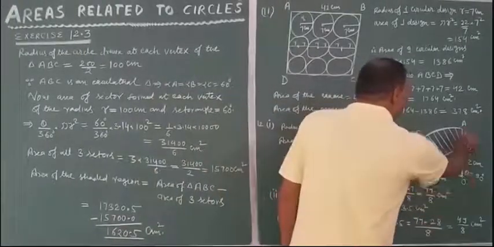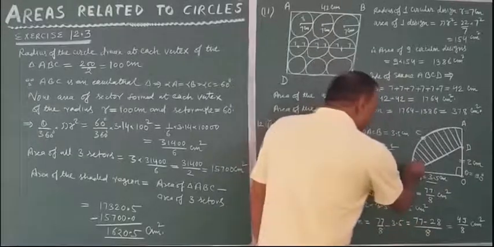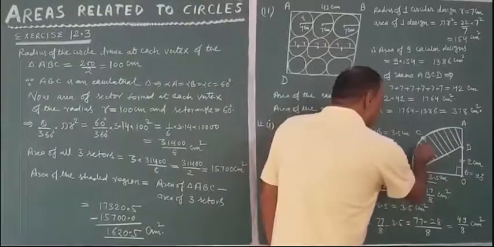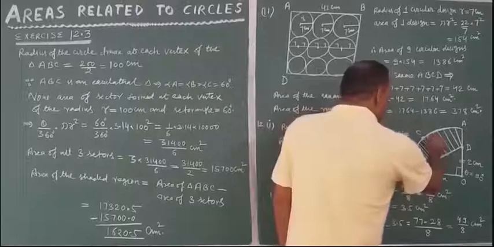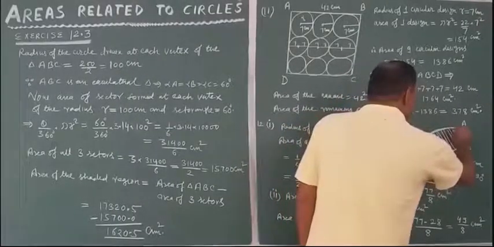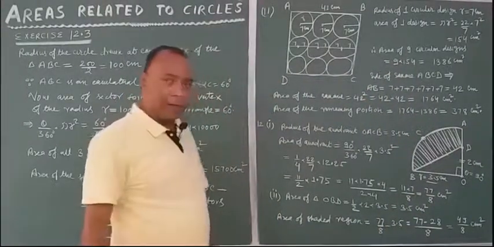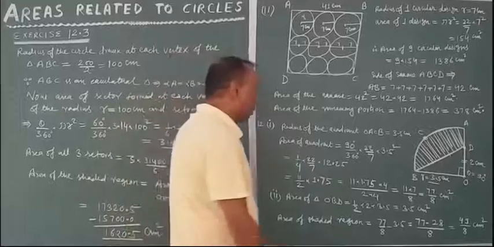This OACB, the area of this quadrant, and the second one is find the area of the shaded region. So this is the shaded region. Is it okay? So this you have to find. The first part of the question is to find the area of the quadrant. So what is the radius of the quadrant OACB?